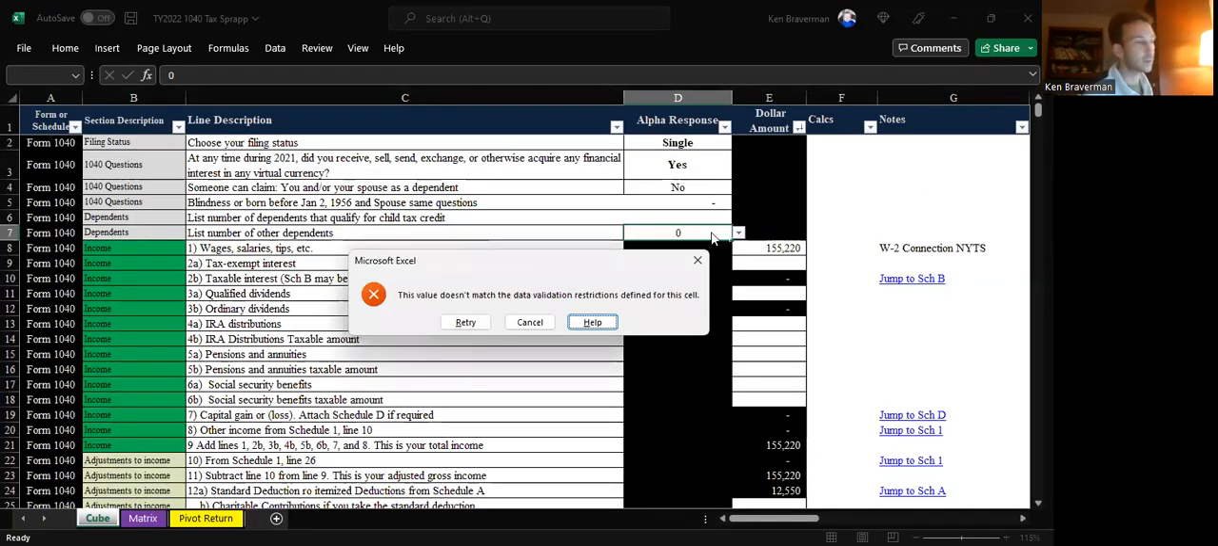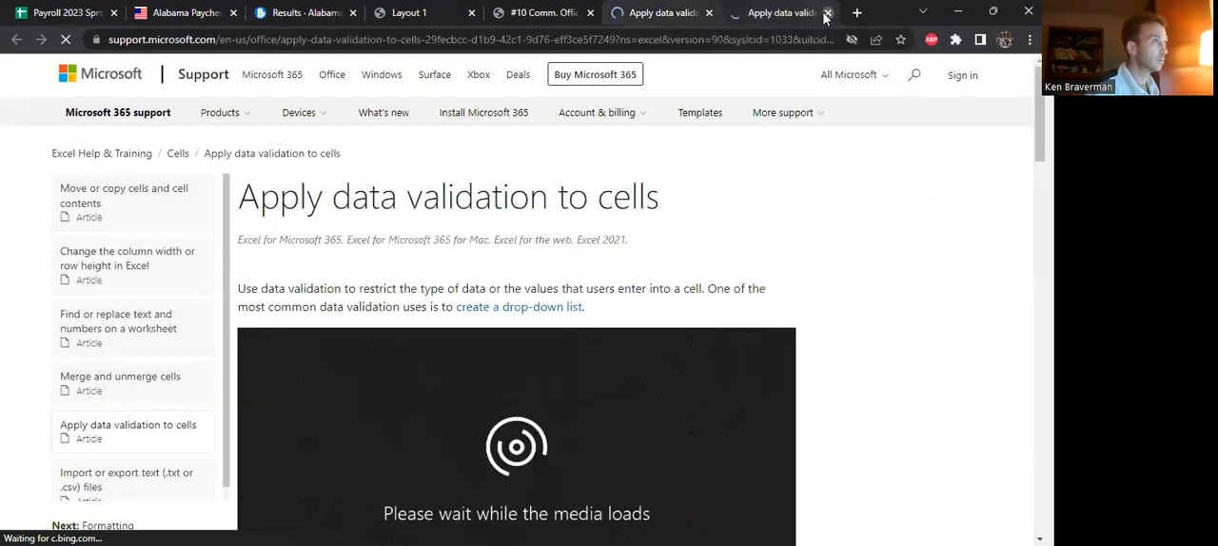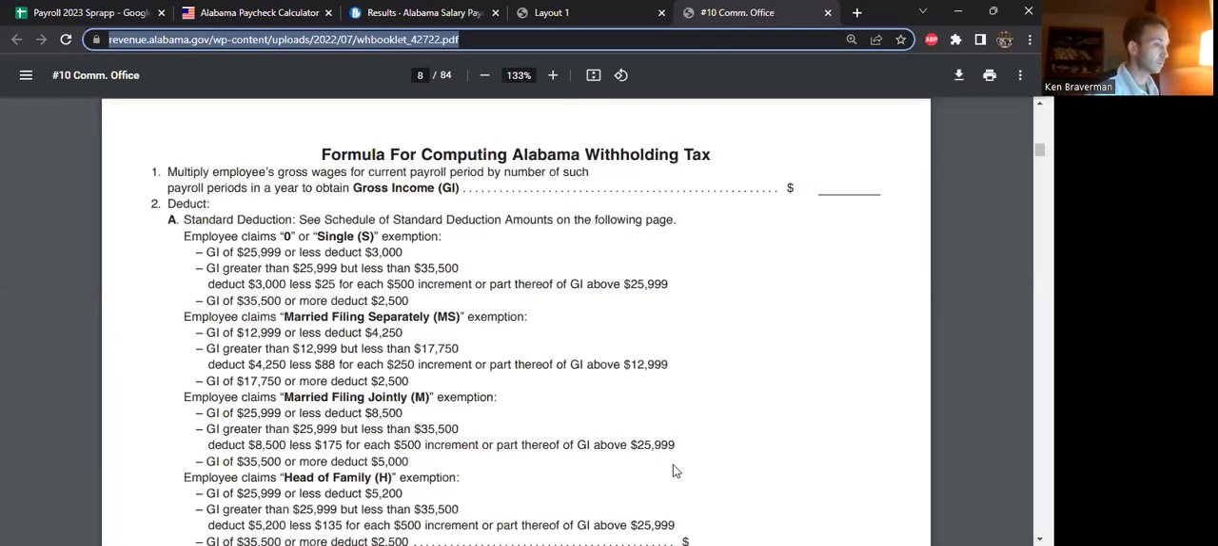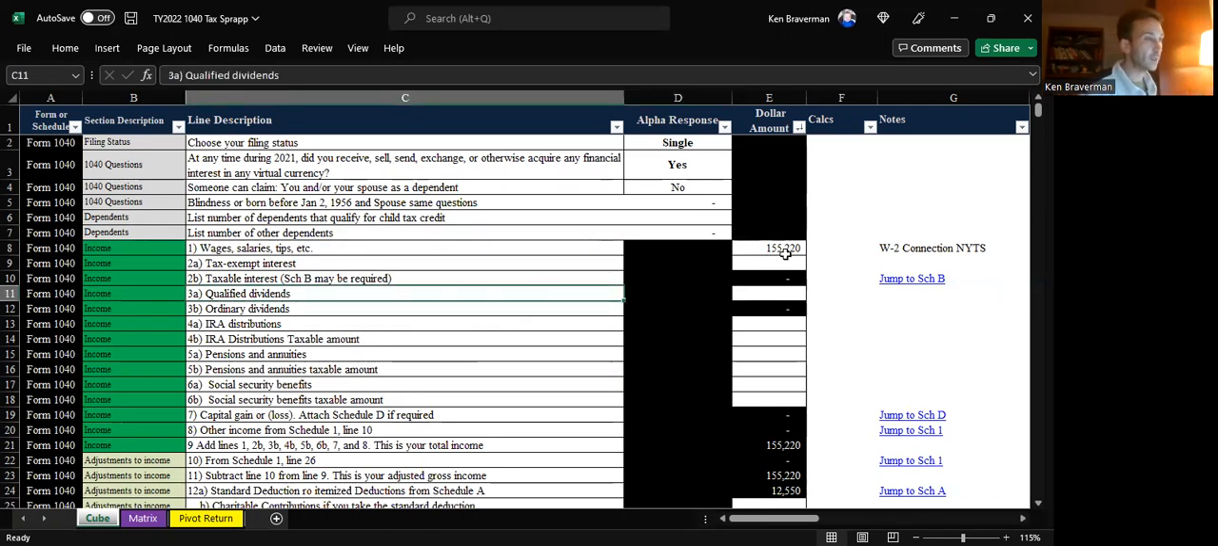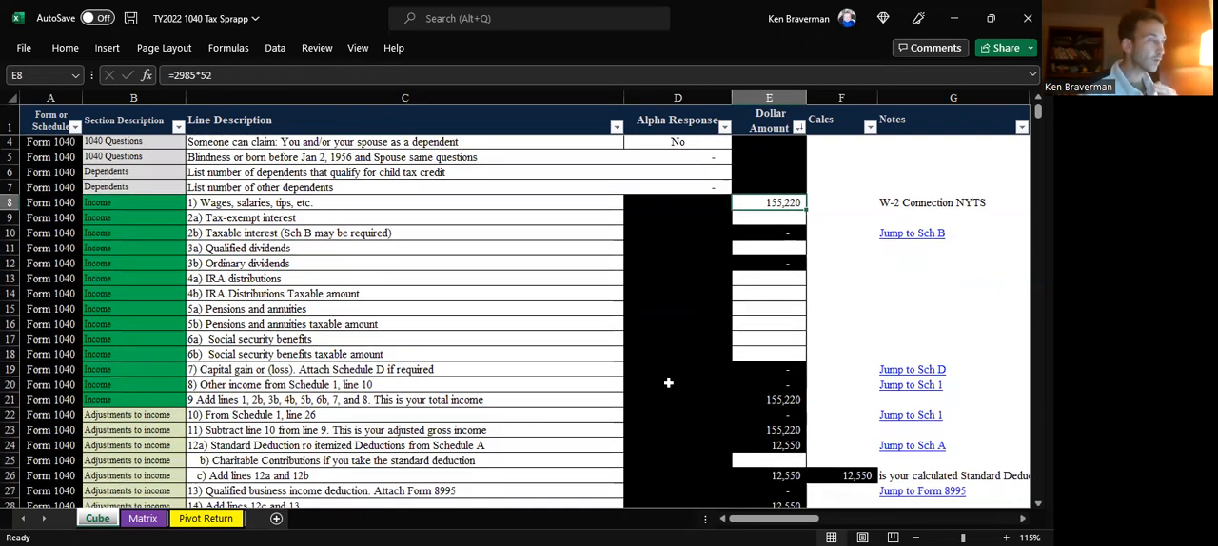Because dependents and child tax credits are going to, whoa, what just happened? Crazy stuff happens. Cancel. Put that back in there. Dependents, 0. Easy. So no dependents. So this $155,000 of gross.